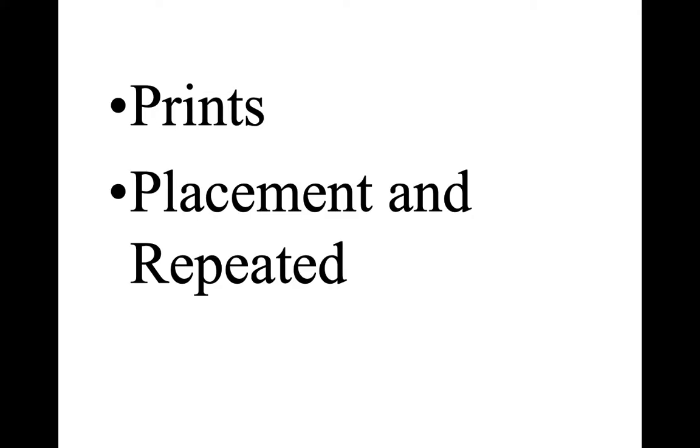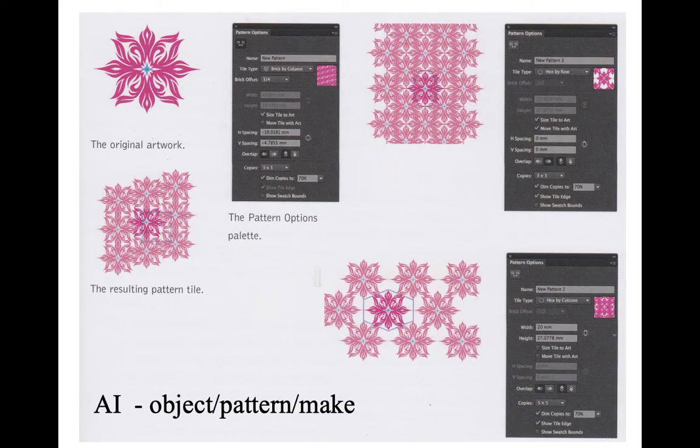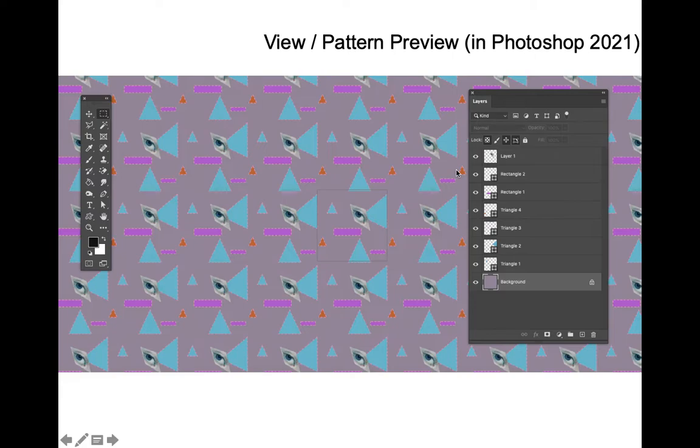Hello, today we're going to talk about how to create prints in Photoshop, and we're going to look at how to create repeated or overall prints, as well as placement or engineered prints. So repeated or overall prints you have looked at before when we used Object Pattern Make tool in Adobe Illustrator. So basically you take one or several motifs and then you repeat them in many different ways. So in Photoshop, we're going to be looking at some other methods of creating overall prints.